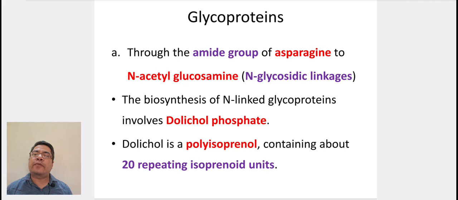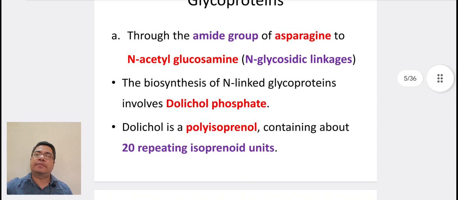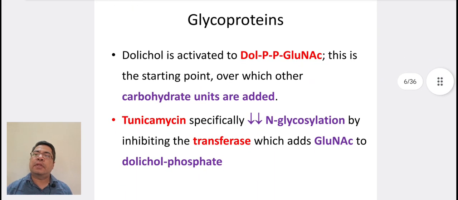The biosynthesis of N-linked glycoproteins involves dolichol phosphate. Dolichol is a polyisoprenol containing about 20 repeating isoprenoid units. Dolichol is activated to dolichol phospho N-acetyl glucosamine. This is the starting point over which other carbohydrate units are added.